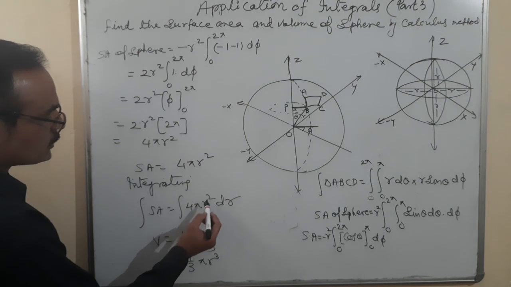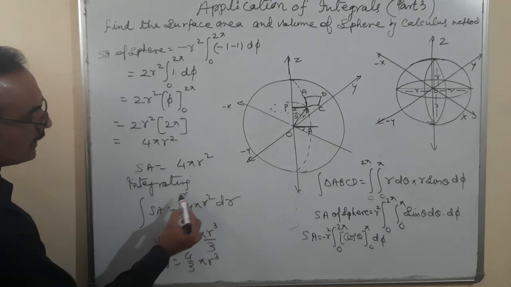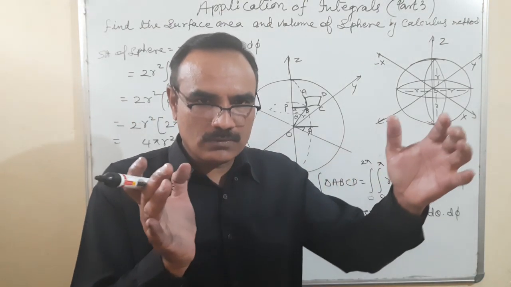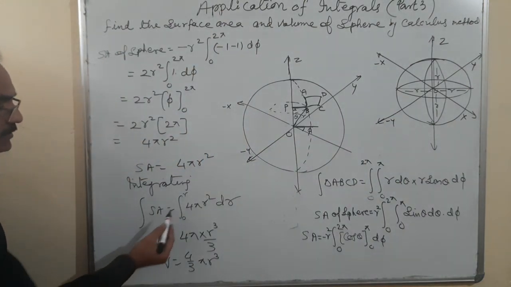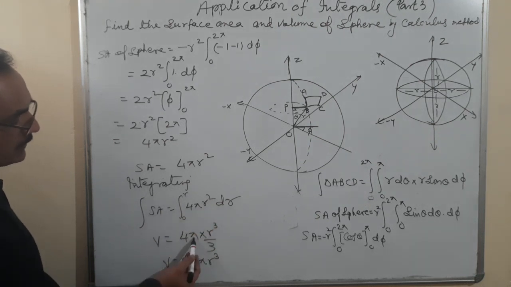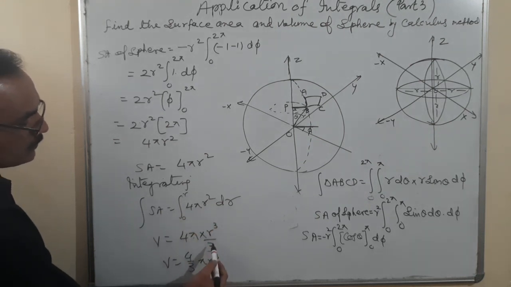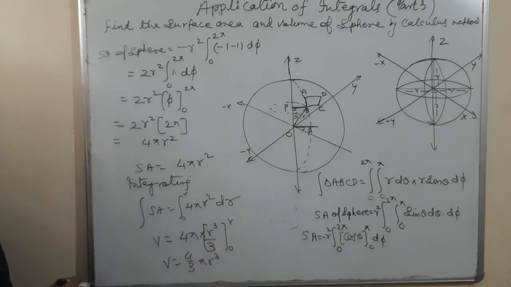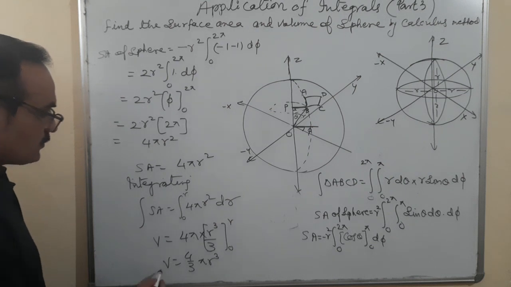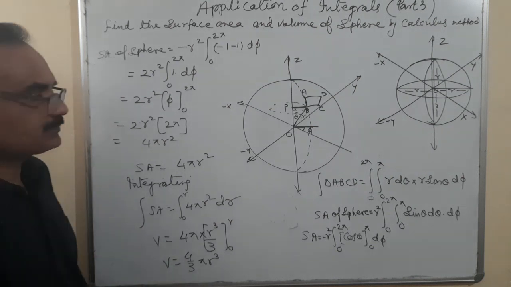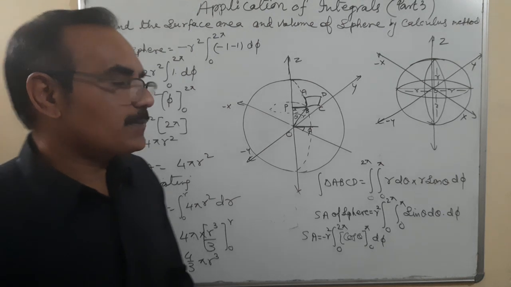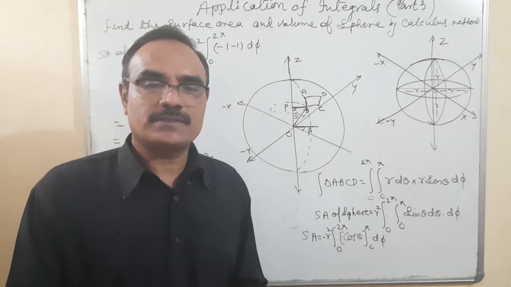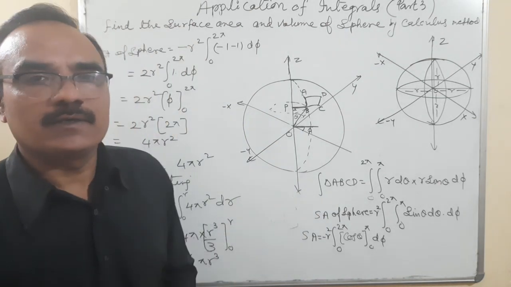This is from 0 to r, because the radius of the sphere goes 0 to r for finding the volume. So 4 pi r cube upon 3, when we put 0 to r, it is r cube upon 3 minus 0. This r is treated as a variable, so V is equal to 4 upon 3 pi r cube. Okay. So this is the procedure by which we can find the surface area and volume with the help of calculus. I hope you enjoyed it. Thanks for watching.